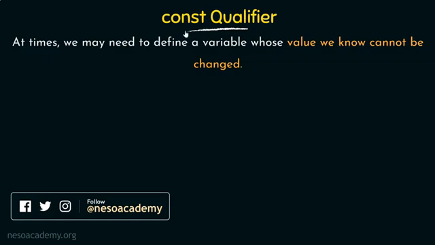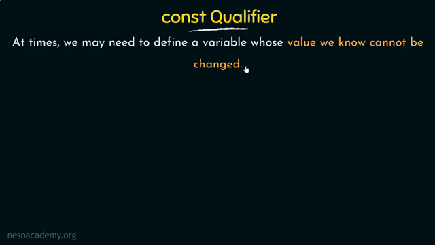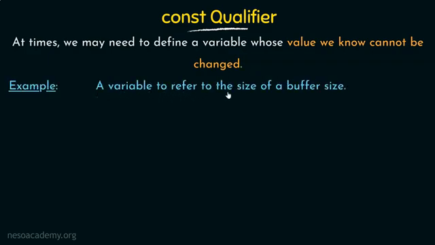Now you must have got an idea of what this const is. It actually stands for constant. It is going to be a value that will remain constant and will not be changed. So let's take an example. There may be a variable to refer to the size of a buffer. We know that a buffer size may never change. So there may be a variable that specifies the size of the buffer, and that size should never change. So instead of using a simple variable, I can make use of a const qualifier in order to make it a variable whose value will never change.